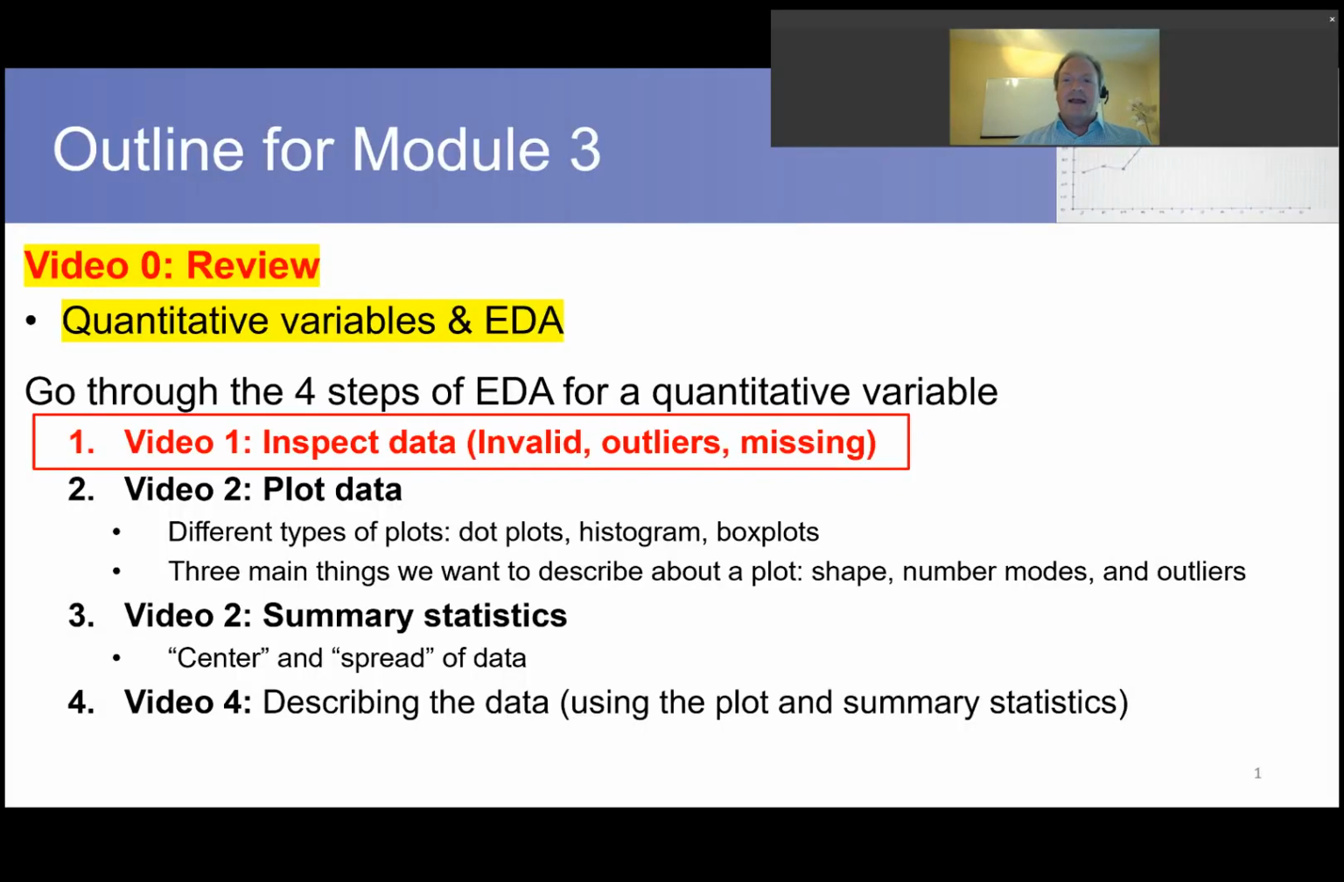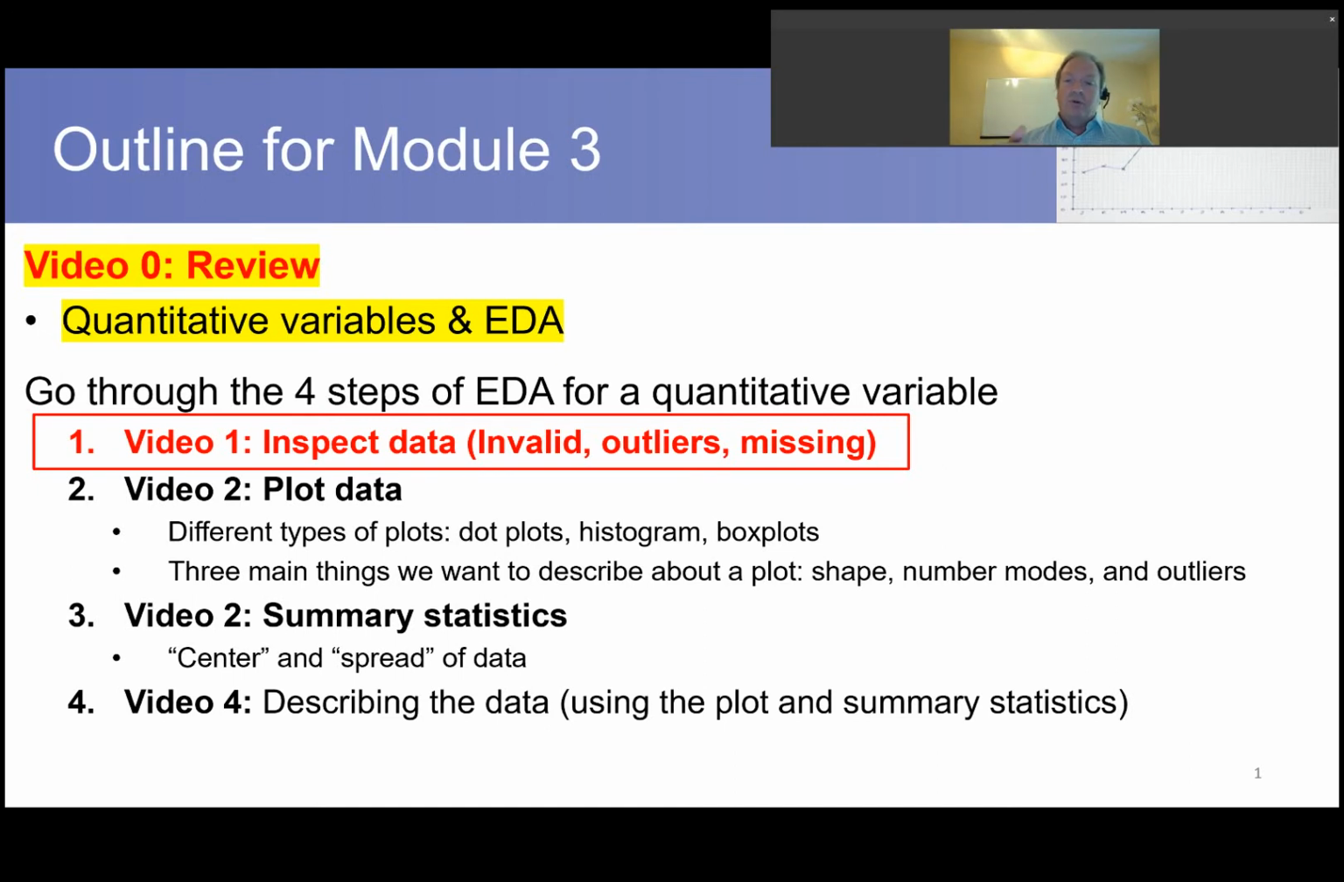Okay, and welcome back. So in the last video, we did a brief review of what quantitative variables were, what the process of exploratory data analysis entailed, and then we put them together and we talked about why we do exploratory data analysis on quantitative variables, what it is that we're trying to get out.